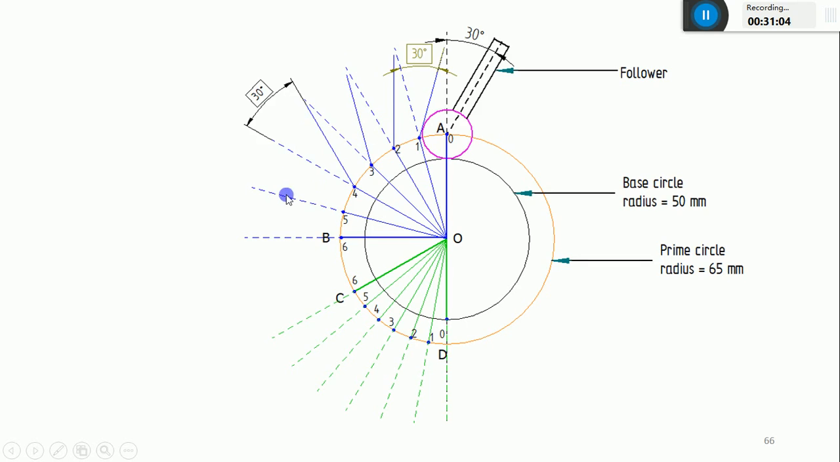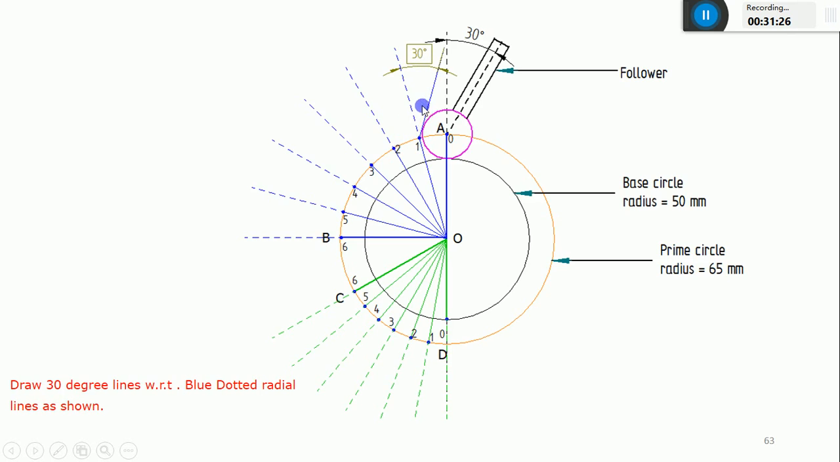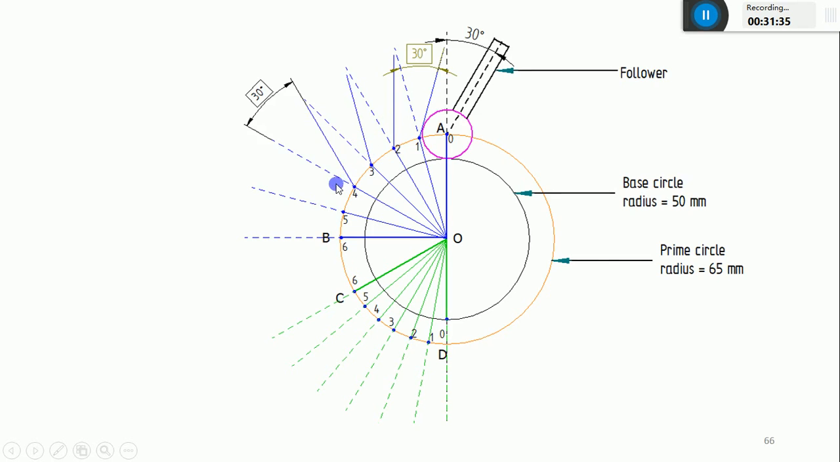Similarly, just shift all these dotted lines, the radial lines, by 30 degrees towards your right. This is also 30 degrees. This is also 30 degrees. If you want, I'll show once again. So these are the radial lines. I need to shift by 30 degrees towards my right. Use the protractor. Just draw from this point. Just draw a 30 degree line with respect to this reference line. Similarly, just shift this also towards right by 30. So this angle will be 30 degrees each time.